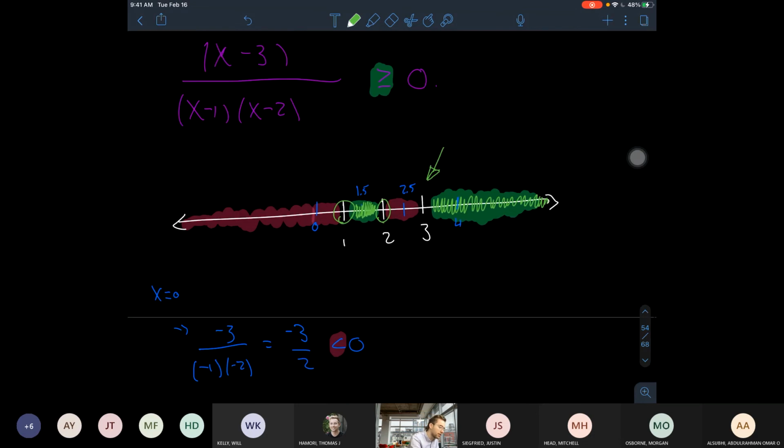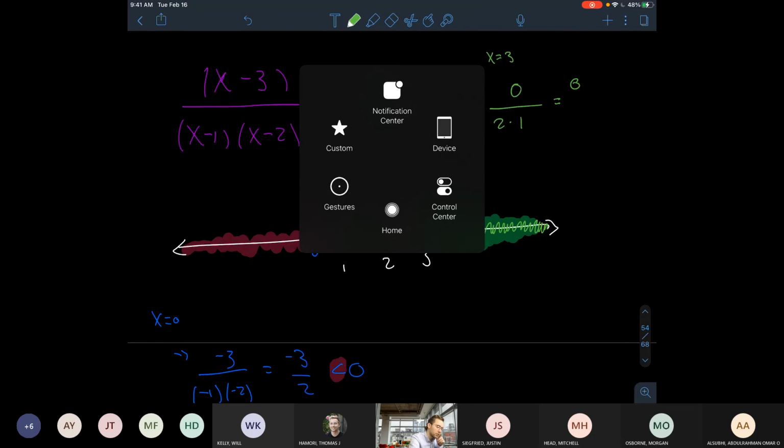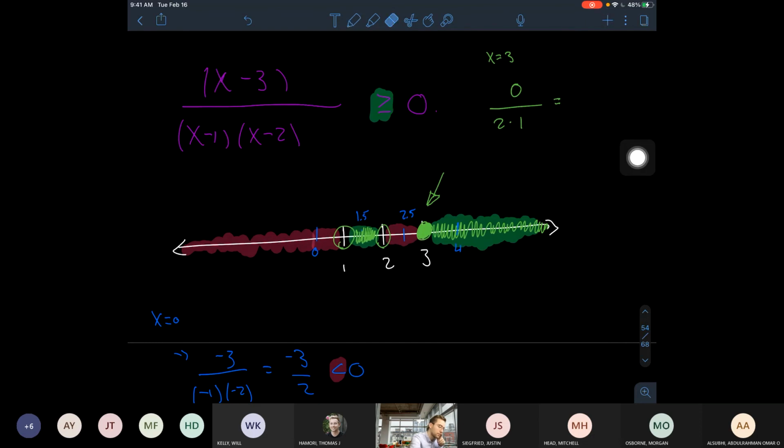You're exactly right. We should use a closed dot on 3. And here's why. If you want to know whether you should have a closed dot, just try plugging it in. If we try x equals 3, what would we get? On the top, we would get 0, and on the bottom, we would get 2 times 1, so 0 divided by 2 times 1 is just 0, right? And I want to check, is 0 larger than or equal to 0? Yeah, it is. It is equal to 0, so by definition, it's larger than or equal to 0. So we get a closed dot on 3.